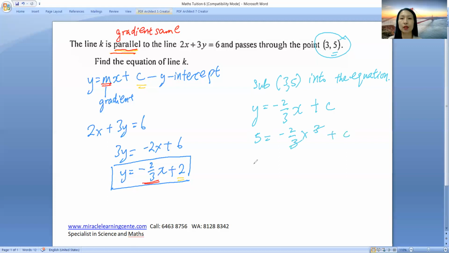And the 3 we can cancel off. And c equals 5 plus 2. So that is 7. So that means the y-intercept is actually 7 and the gradient is minus 2/3. So hence the equation of the line is y equals minus 2/3 x plus 7. That's the equation of line L. Sorry, line K.